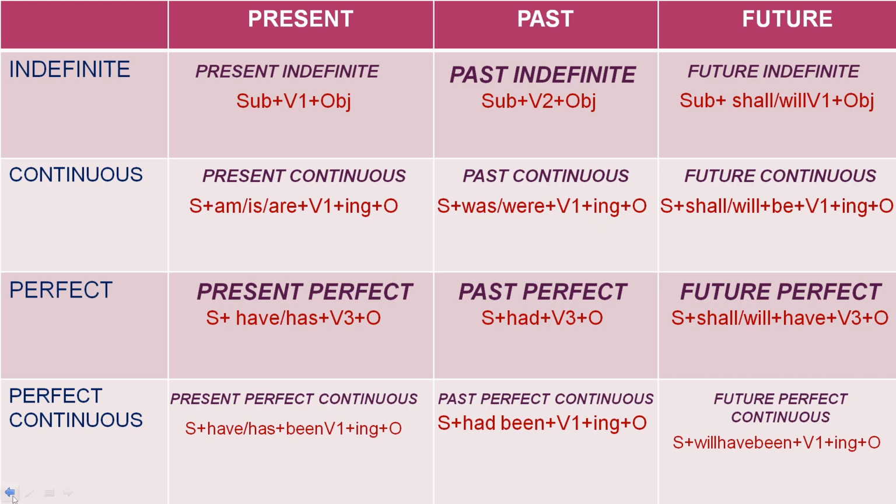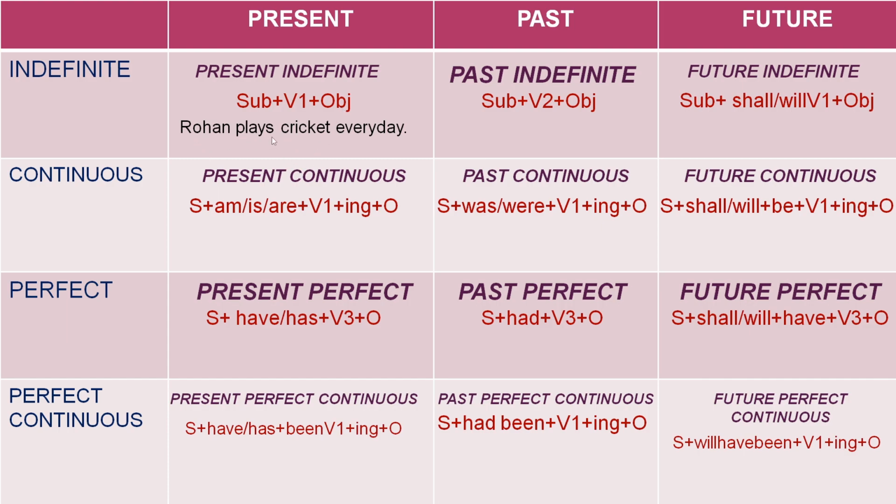Now let us discuss some examples regarding this tense. So the first one is present indefinite. The sentence structure is subject plus V1 plus object. So the sentence is just like, Rohan plays cricket every day. Rohan is the subject, plays is the verb, cricket every day is the object part.